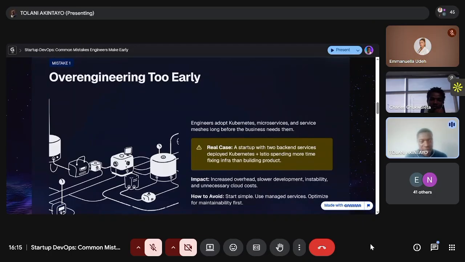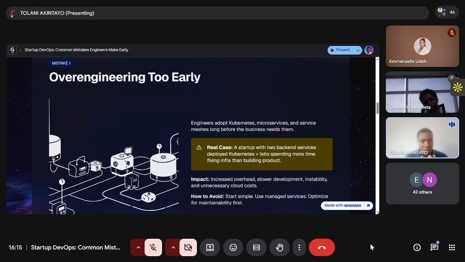So over engineering too early can cause a whole lot of issues, and I can understand why, because deploying services on Kubernetes, you feel like an engineer, you feel like you've done something cool. But to be honest, the best solution is actually the simplest solution for that use case. You don't need to do something drastic to actually achieve your results, right?